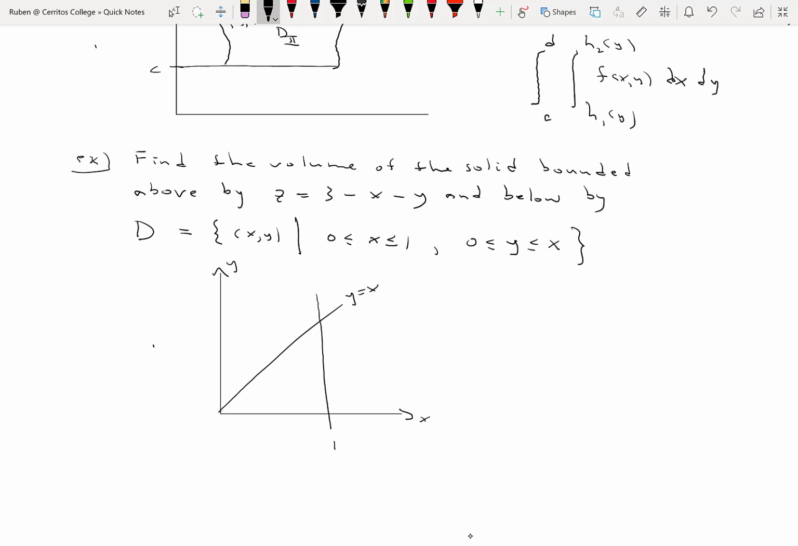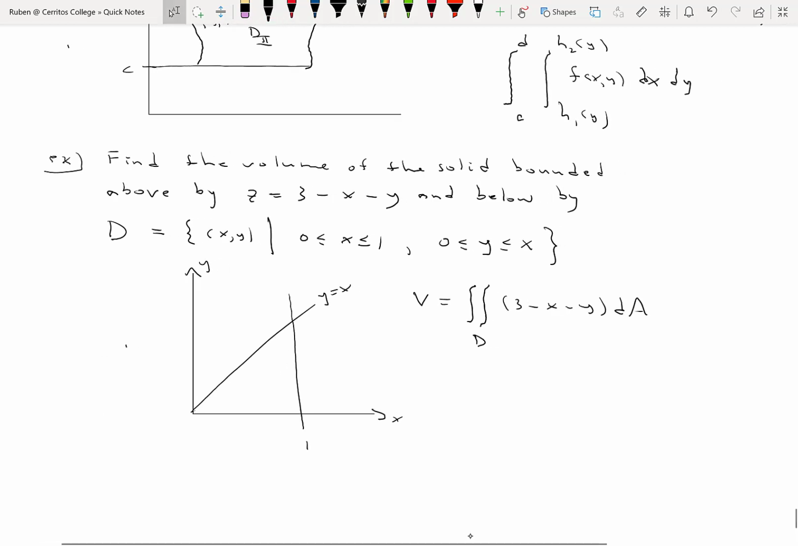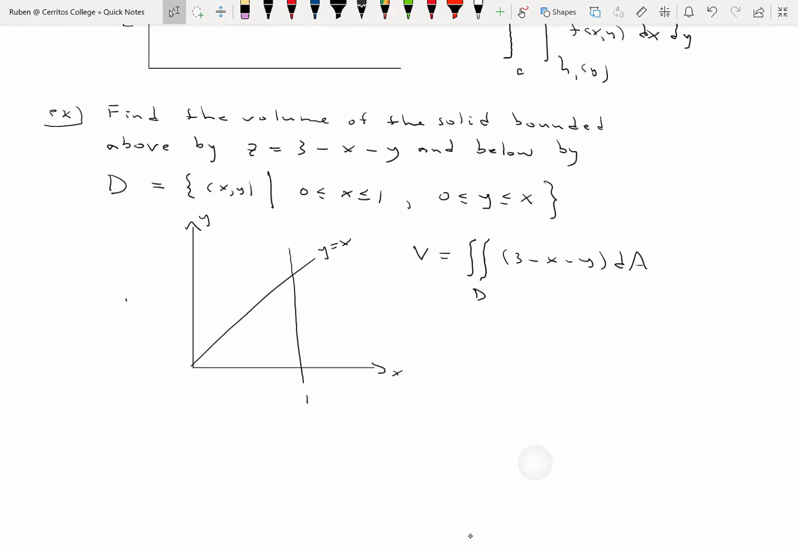So let's suppose we want to treat this as a type Roman numeral 1 region. That means we're looking to interpret this region as a function of x on the bottom, a function of x on top, between two constants. In this case, the constants are x between 0 and 1. So the volume of this region is, by definition, the double integral over the region D of whatever the surface is on top, 3 minus x minus y dA. That's the volume. And this integral is not an iterated integral. It's a very complicated creature that is a limit of a double Riemann sum. Real complicated thing. But from our theory just a few minutes ago, we can replace this with an iterated integral.